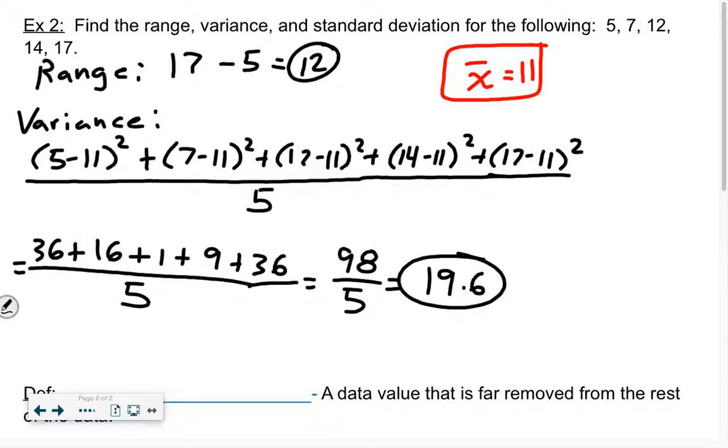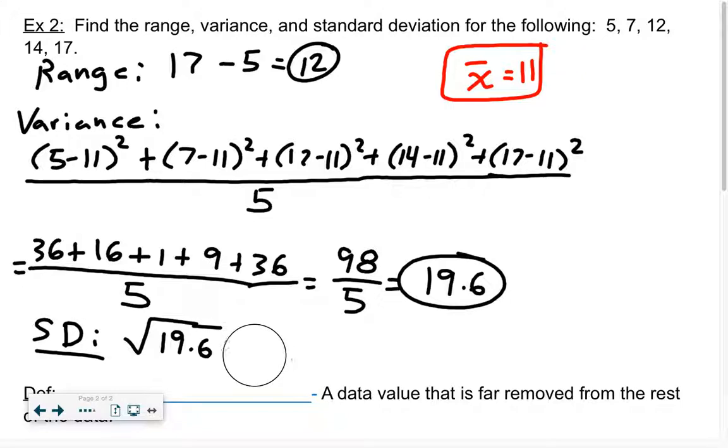And now what we want to do is go ahead and find the standard deviation. Hard part is done, so now we're going to find this. And again, all we have to do is take the square root of it. It's not usually going to come out to be a nice whole number. In fact, I wouldn't guess it to be. Square root of 19.6, calculator tells us that is what? Yep, I would go with 4.4.